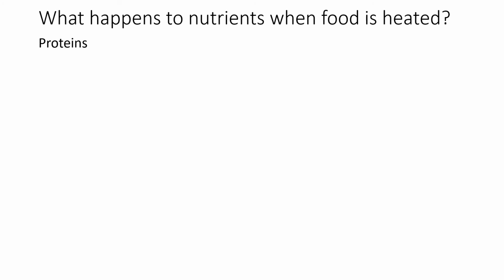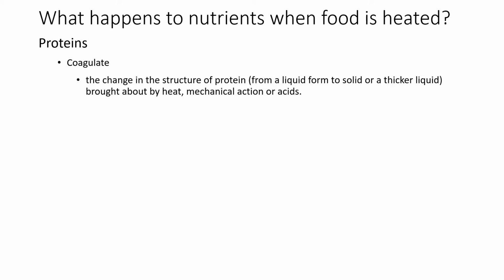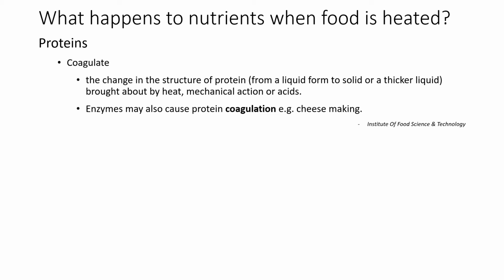And proteins. What happens to proteins when we heat them up? Proteins, I mentioned this word a number of times. Proteins do something called coagulate. And what coagulation means is the change of the structure of the protein from a liquid form to a solid or to a thicker liquid. And this is brought about by heat, mechanical action, or acids. Enzymes can also cause proteins to coagulate. For example, when you're making cheese, you use a rennet, which causes the cheese proteins to coagulate. I got this from the Institute of Food Science and Technology.